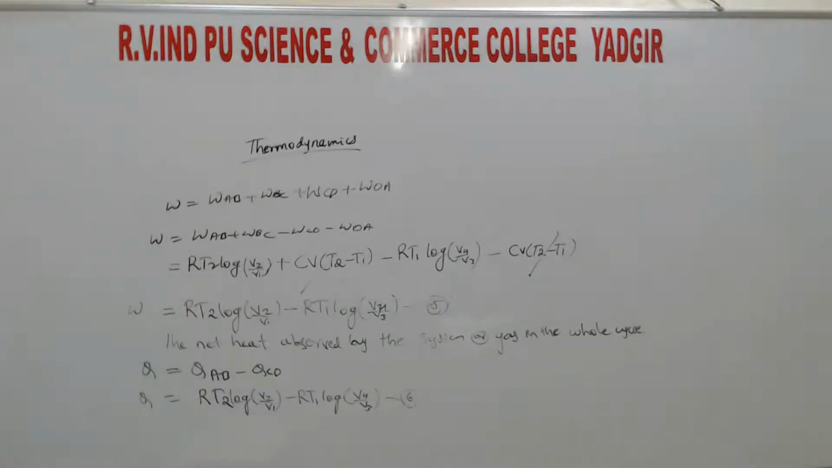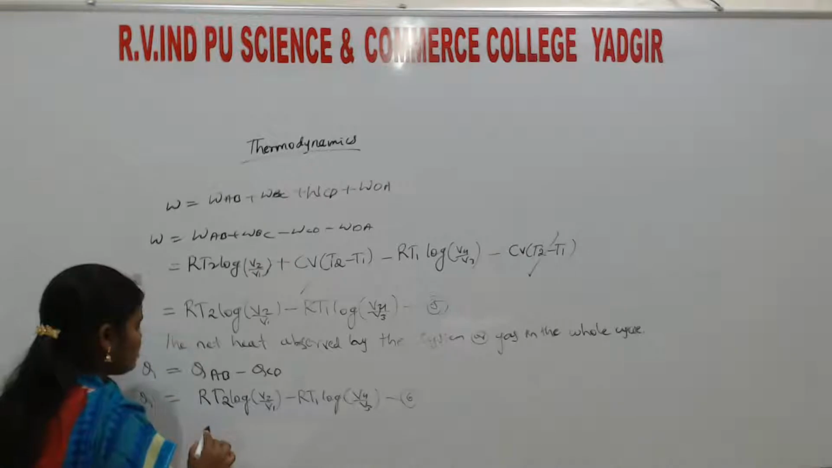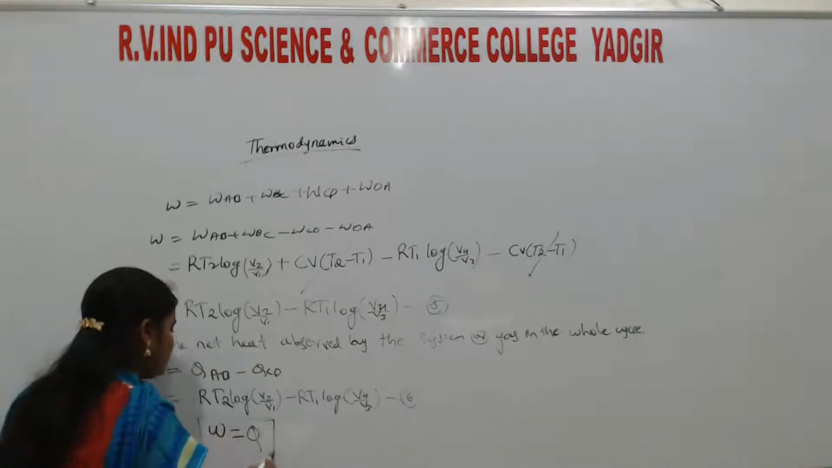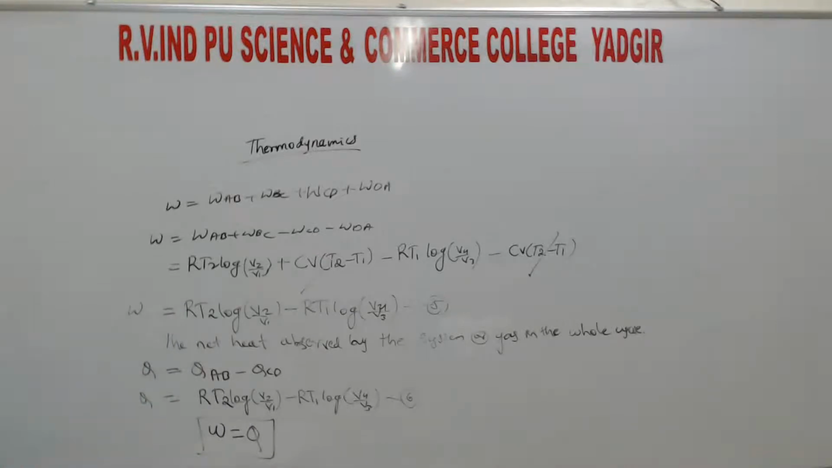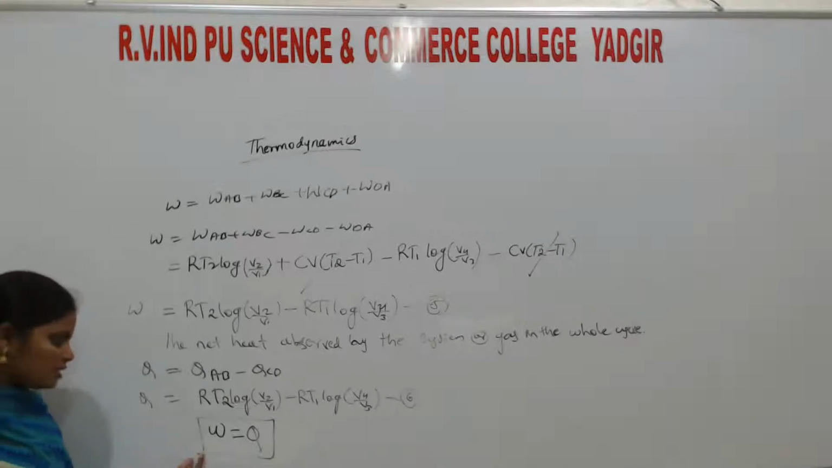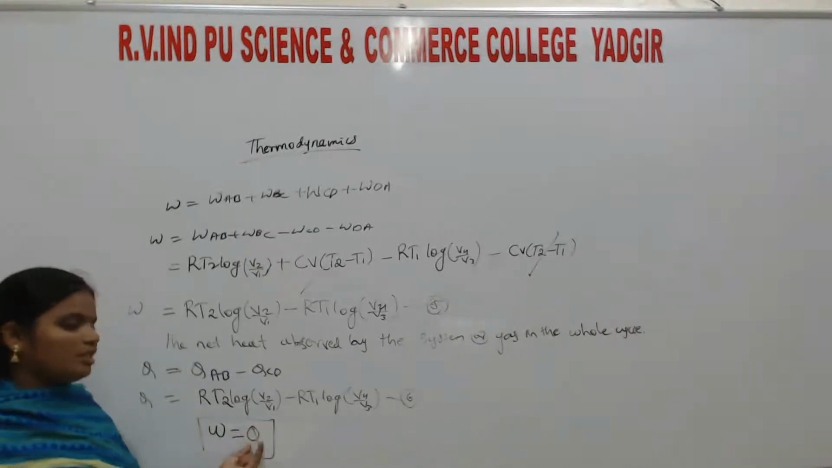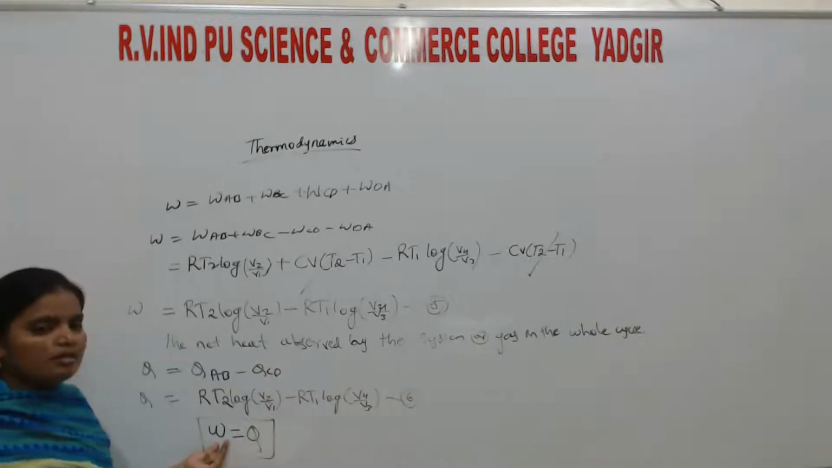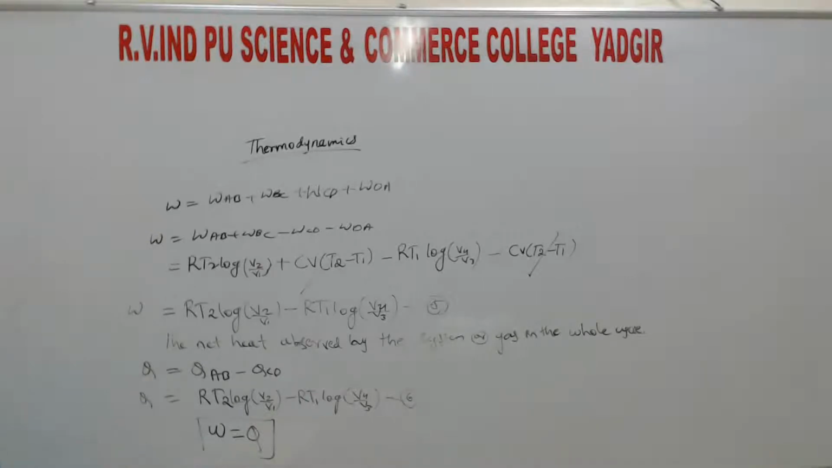By comparing equation 5 and equation 6, it can be concluded that the essential condition for the cyclic process to be satisfied is that W is equal to Q: how much heat is absorbed, that much work is done in this Carnot cycle process. The Carnot cycle is very important, a 6 marks question.